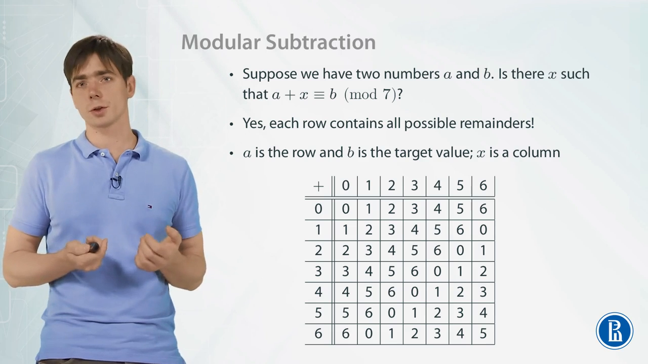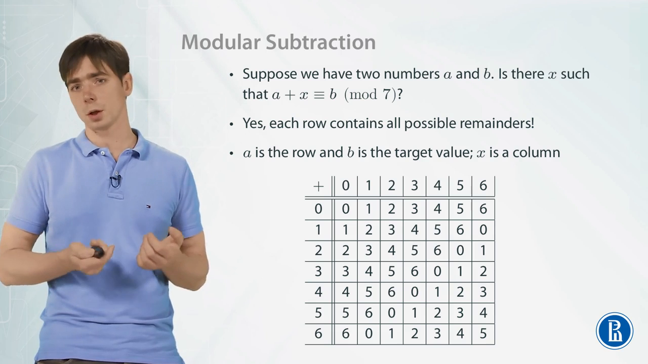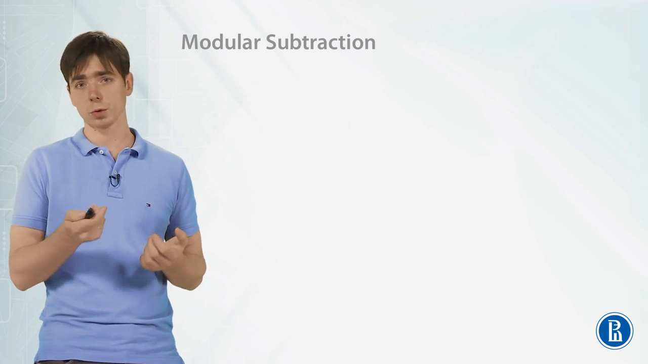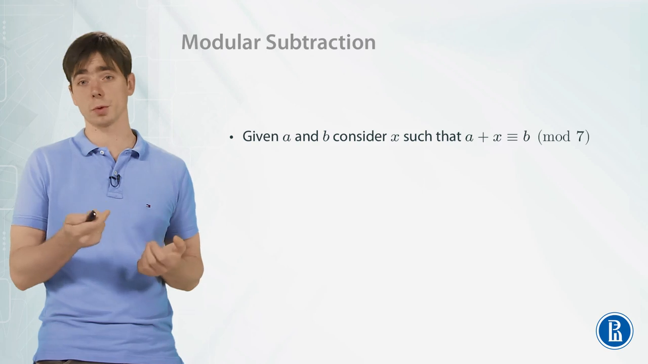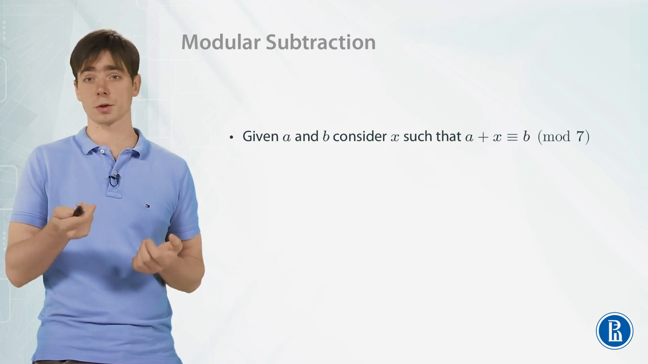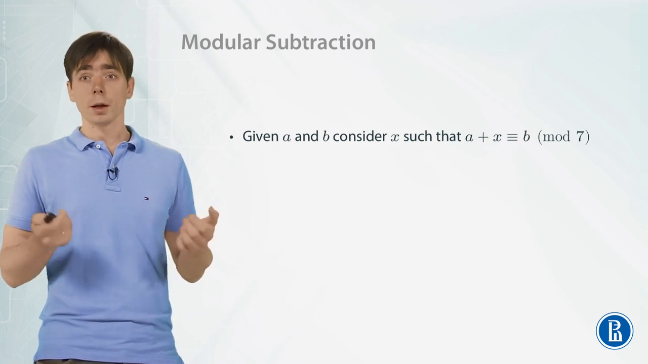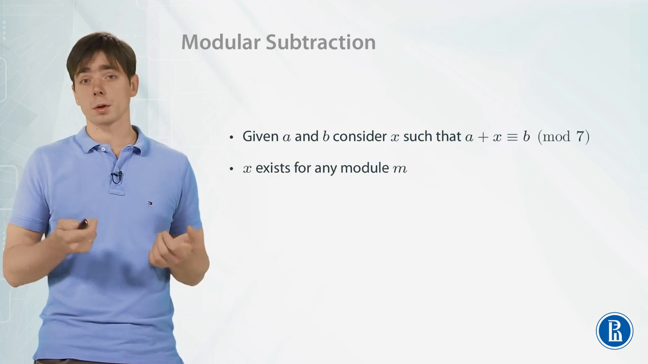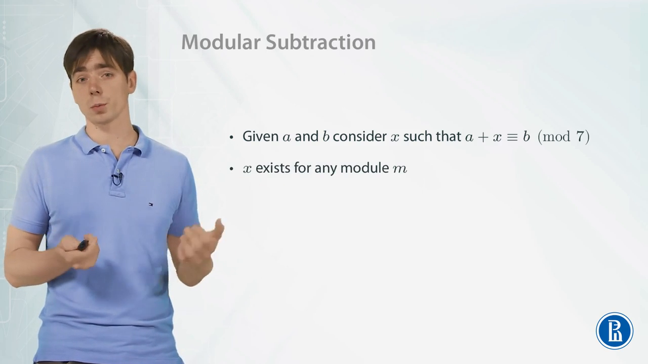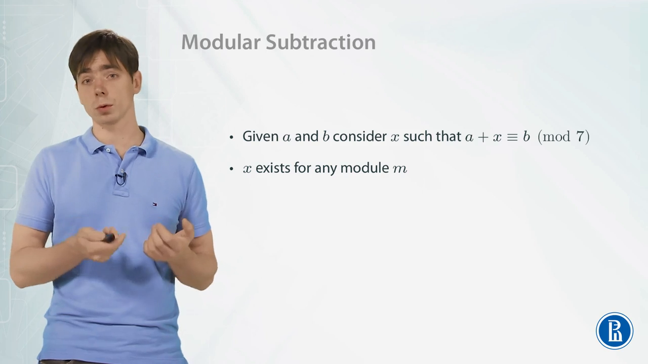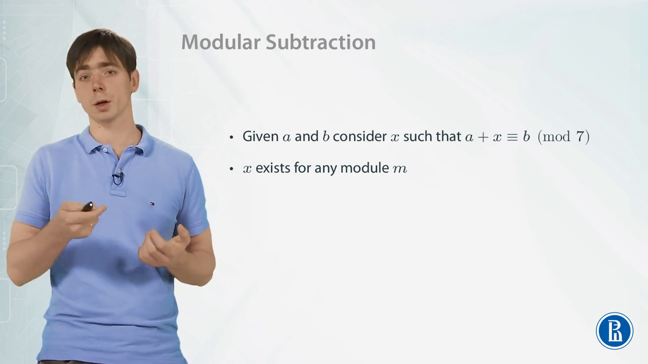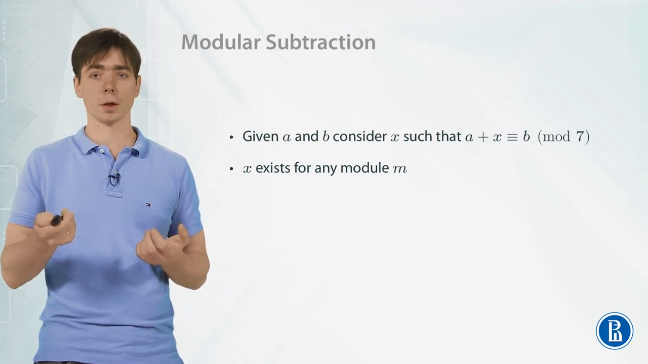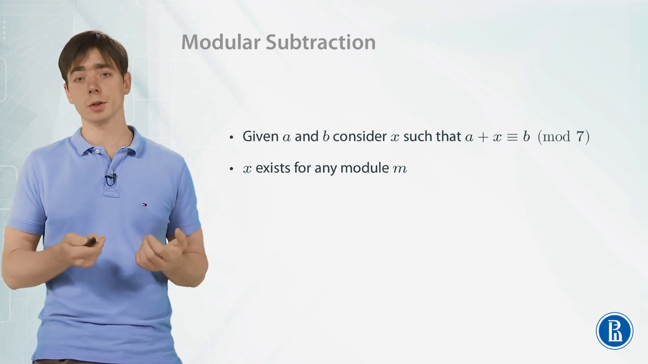So this x exists for all a and b. What we can do now is consider this x, given a and b, such that a plus x is congruent to b modulo 7. Note that the same argument holds for all modules m. So if you substitute 7 by any number m, still x exists.